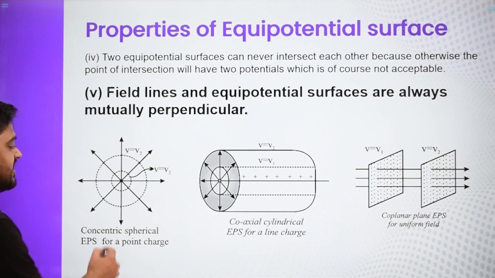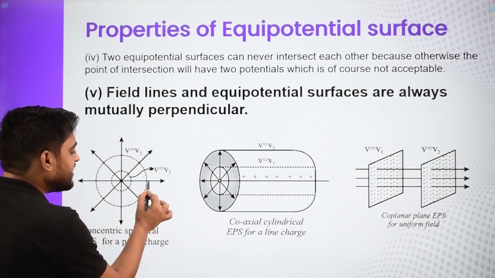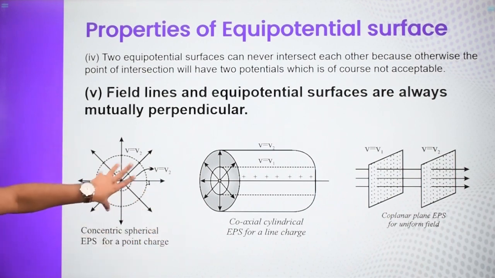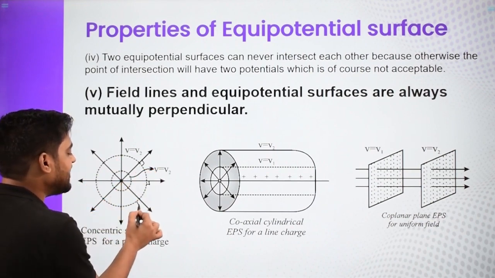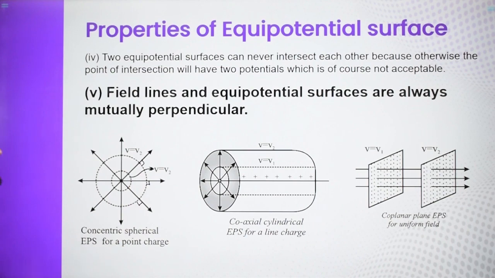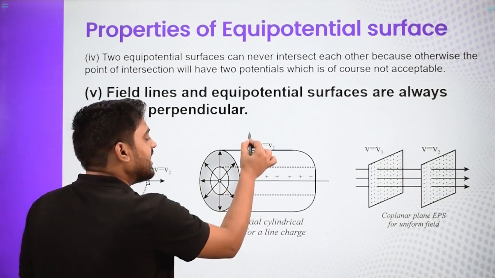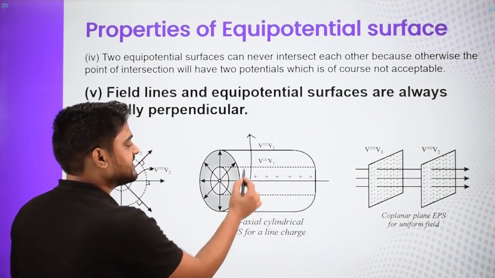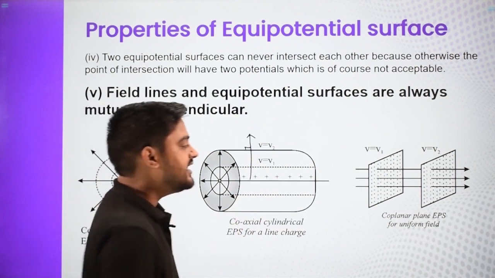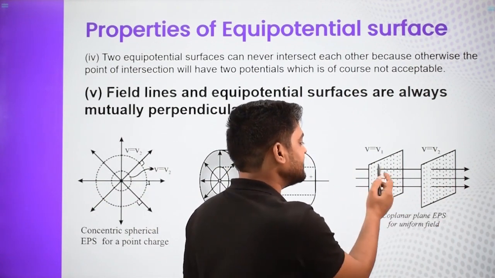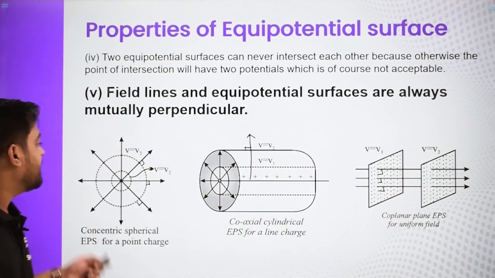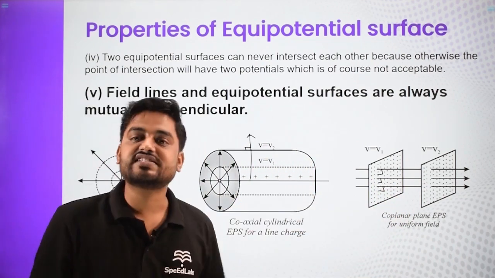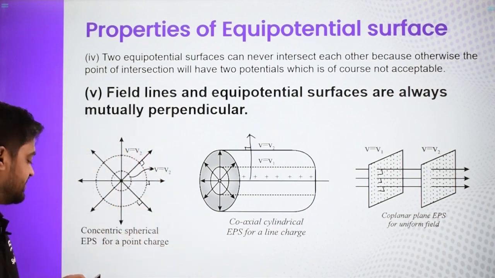Now, if you see again, here the surface was spherical and the field was radial, so the field lines are perpendicular to the equipotential surface. Here the field lines are radially away from the charge, and here also they are perpendicular. Here the field lines are like this, and this is a planar surface. So here also the field lines are perpendicular to the equipotential surfaces in all three cases. This is the point we already discussed.